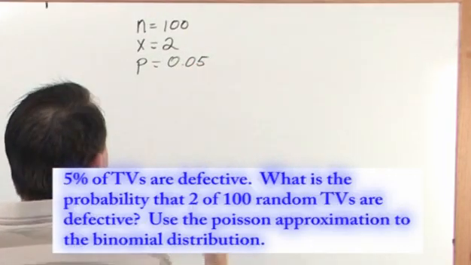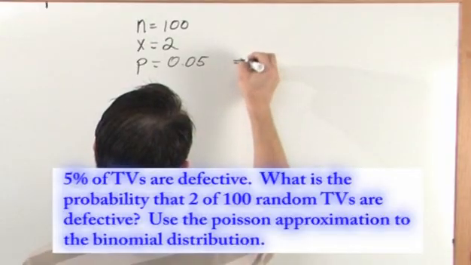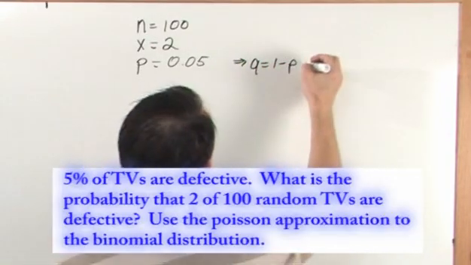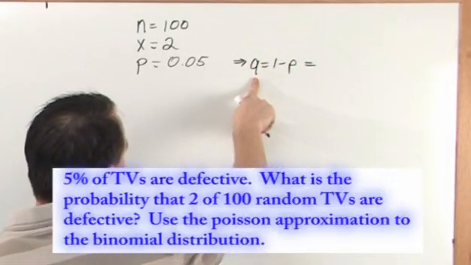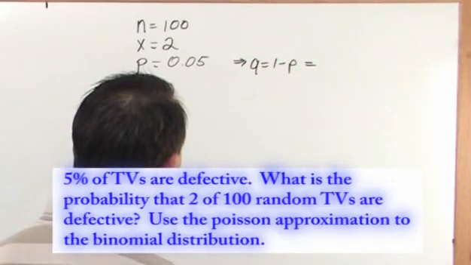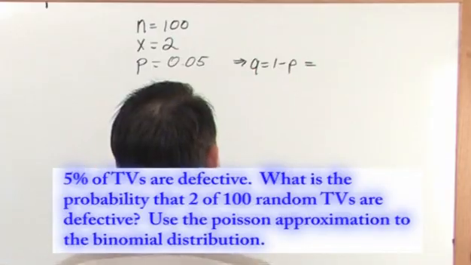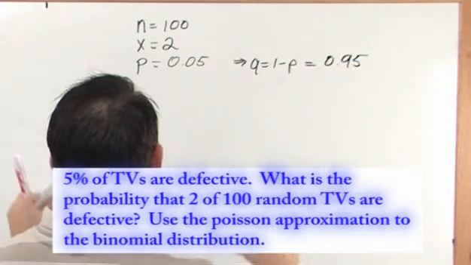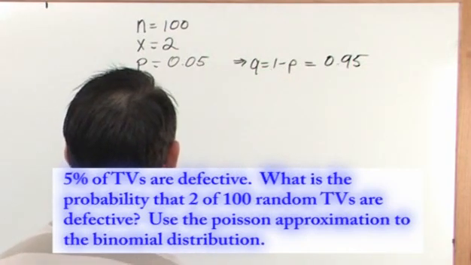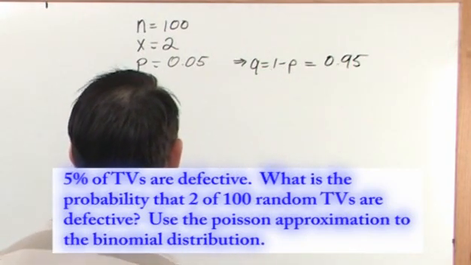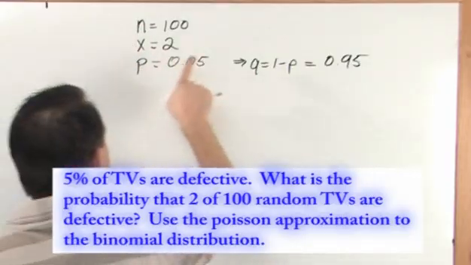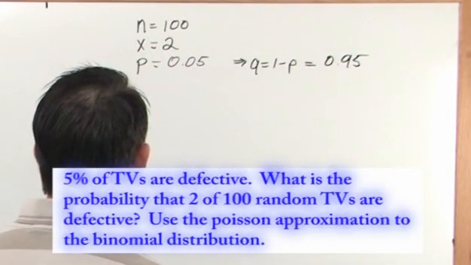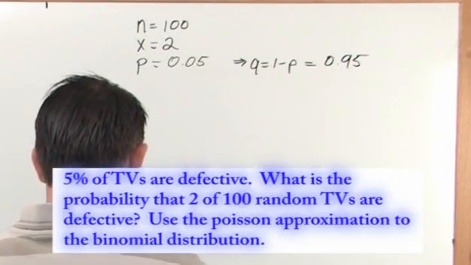Okay? And because of this, we know that q is 1 minus p, if you remember back to your binomial. And if you do that, the probability of a non-defective television, a healthy, perfectly good television, is 95%, which is 0.95. So right now, at this moment, we have everything on the board to solve this problem with a binomial distribution. We know n, we know x, we know p, we know q. We could write down the binomial distribution, and we would get the answer.